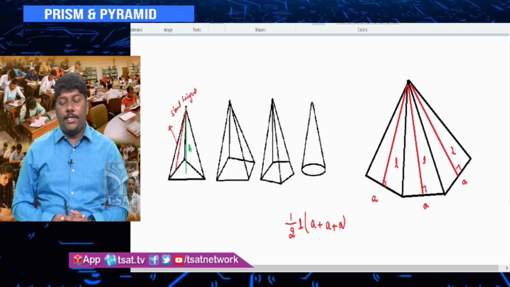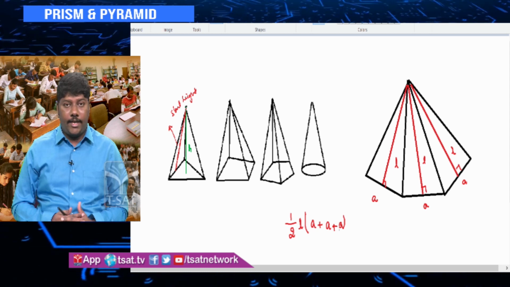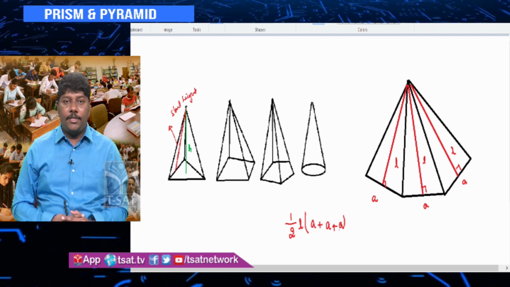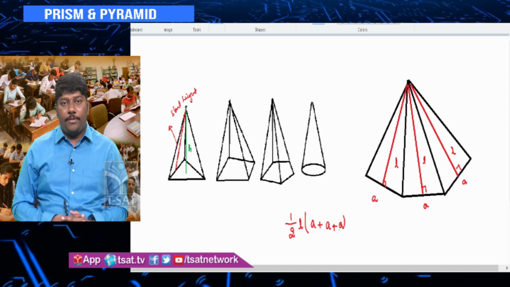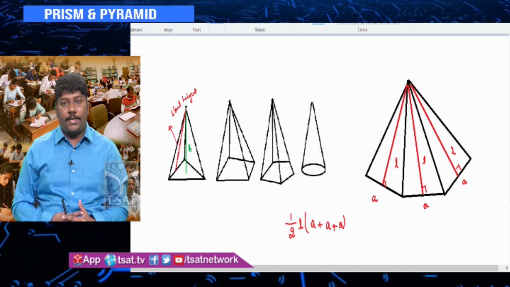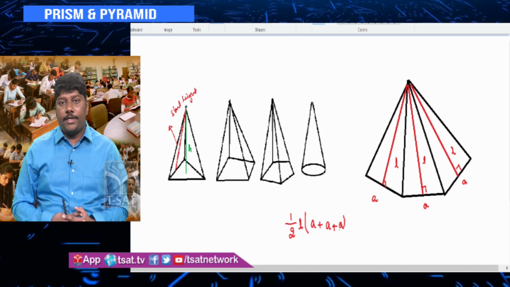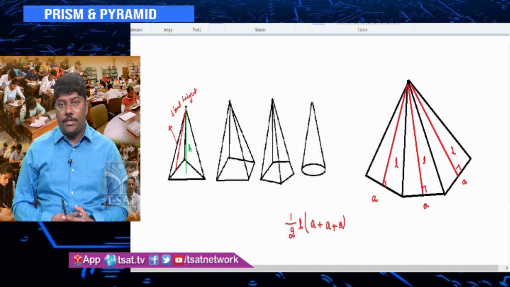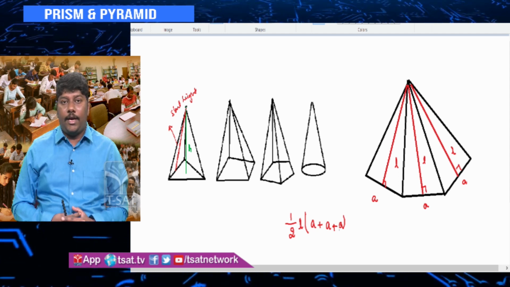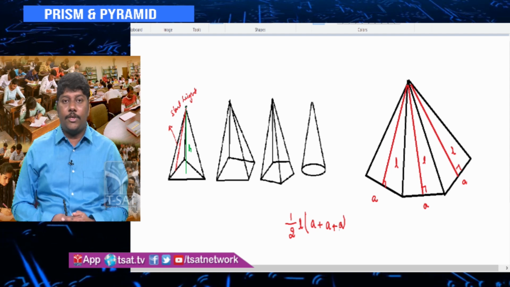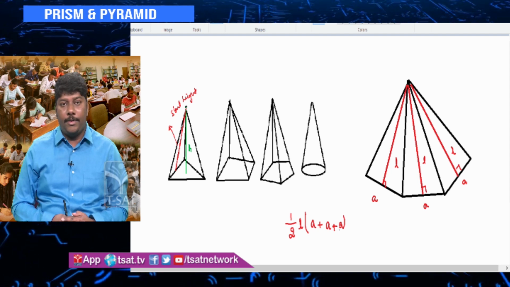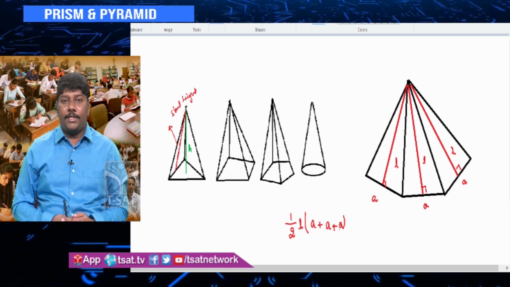How do I get the total surface area? What is the difference between lateral and total surface area? Lateral means you take only the sides. Total means you have to include the base surface also. So, here you have to add the base area. In order to get the total surface area along with the lateral surface area, you just need to add the base area. Only one base will be there. So, you just need to add one base area.